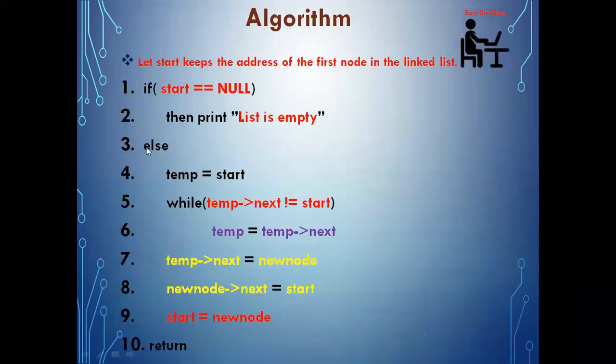So in this algorithm, again, we are following the same procedure, that first we are checking whether start equal to null or not. If null, that means list is empty. Otherwise, first I am reaching the last node, then I am doing the 3 basic operations to insert the new node at the beginning.